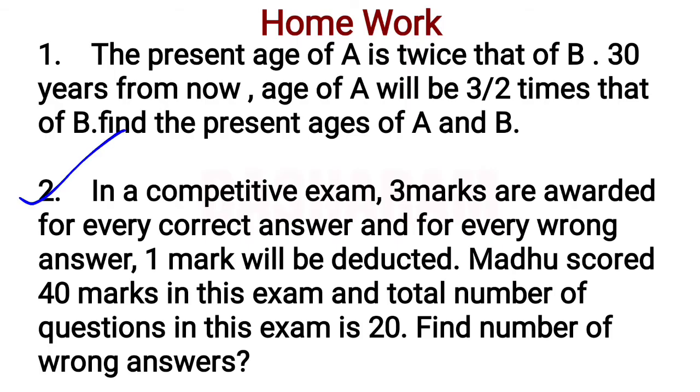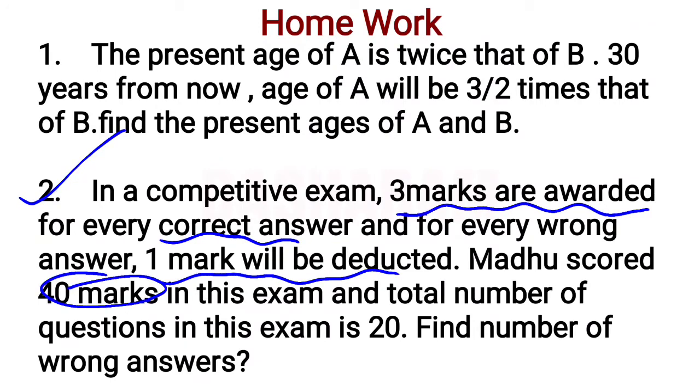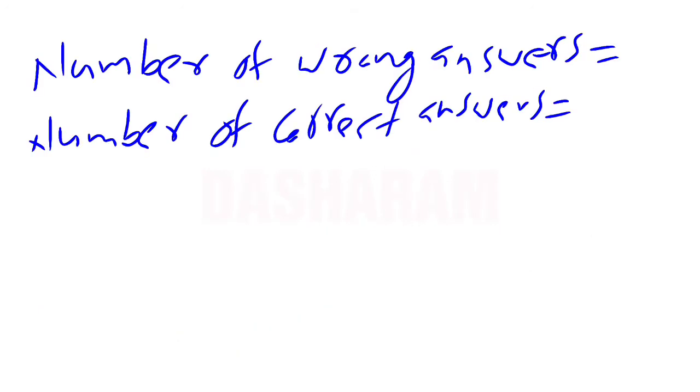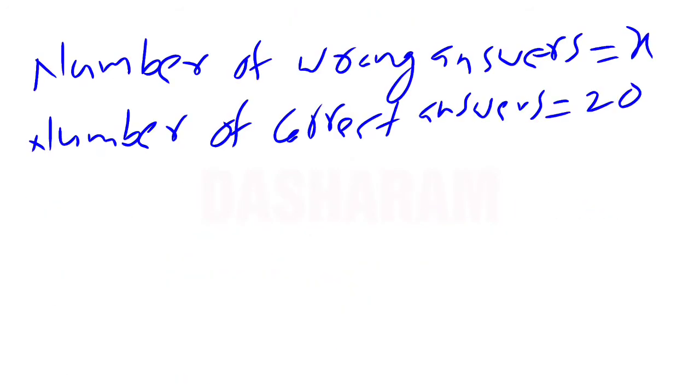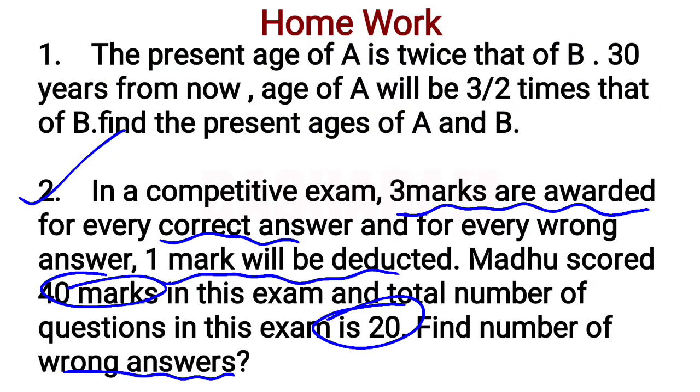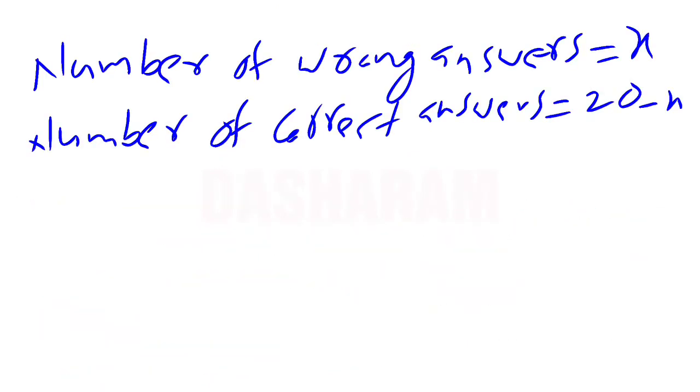Next, second question. In a competitive exam, 3 marks are awarded for every correct answer and for a wrong answer 1 mark will be deducted. Madhu scored 40 marks and the total number of questions attempted is 20. Then asking, find the wrong answers. So I am going to take x wrong answers, then the number of correct answers will become 20 minus x. Why? Because the number of questions in this exam is 20.